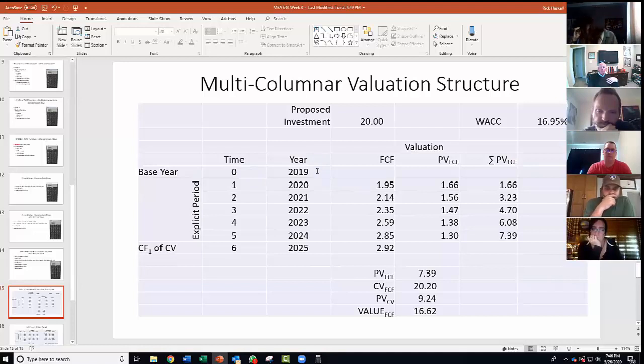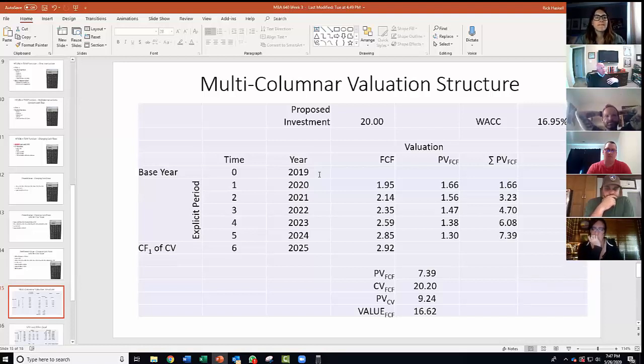So I'm calling 2019 the base year. And the base year is the year for which we already have full accounting data. It's over. It's in our past. It's done. It shouldn't be 7 or 8 months ago. It shouldn't be 10 months ago. It should be fairly recent. It's our base year, and we're always going to think of that as time 0.